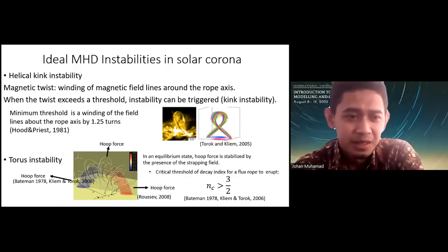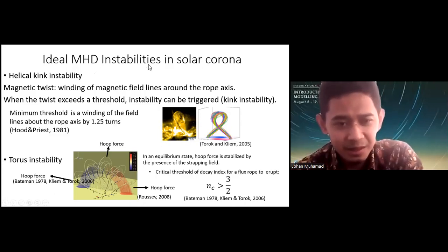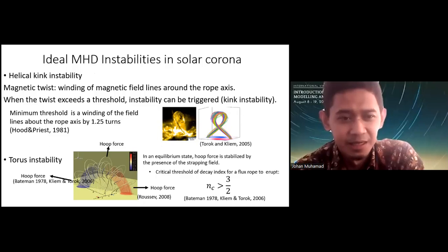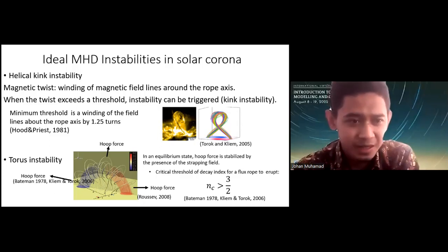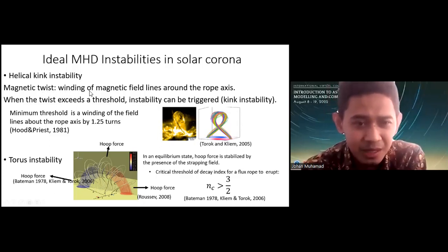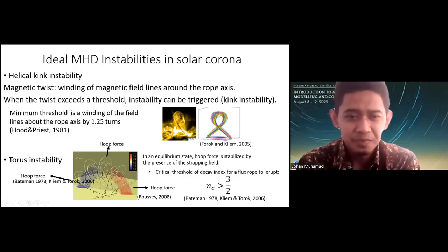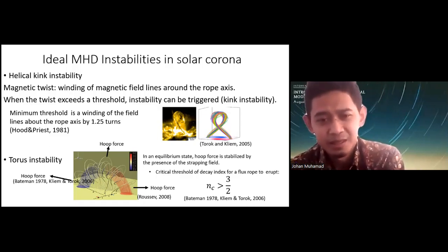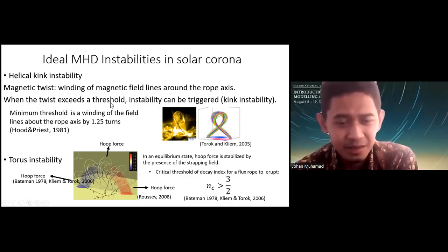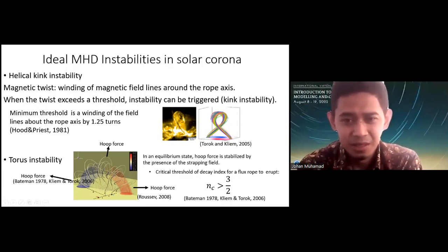The first one is the helical kink instability. Just remember that this is an ideal MHD instability, so there is no dissipation or diffusion. This is just a changing of shape. There are some terminologies that I will use here, one of which is the magnetic twist. Magnetic twist is the winding of magnetic field lines around the probe axis, so how the magnetic field lines wind or turn. When the twist exceeds a threshold, instability can be triggered. This is the meaning of the kink instability.